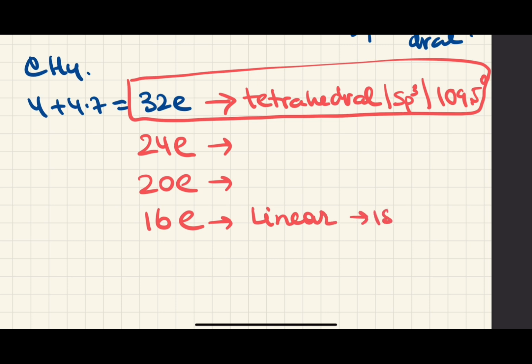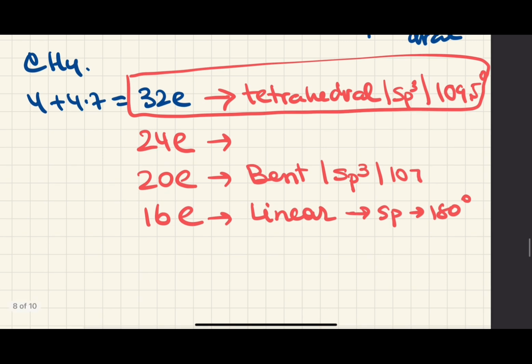Now when you have 16 electrons, it is linear. The hybridization is going to be sp. Bond angle is 180. Now when you have 20 electrons, it is going to be a bent structure, and the hybridization in here is still sp3, and the bond angle would be 104 degrees, sorry, 104.5 degrees.